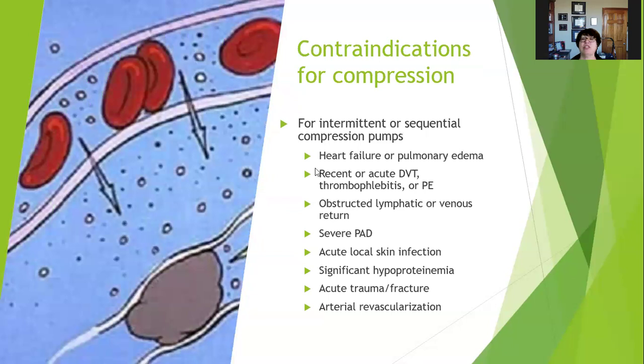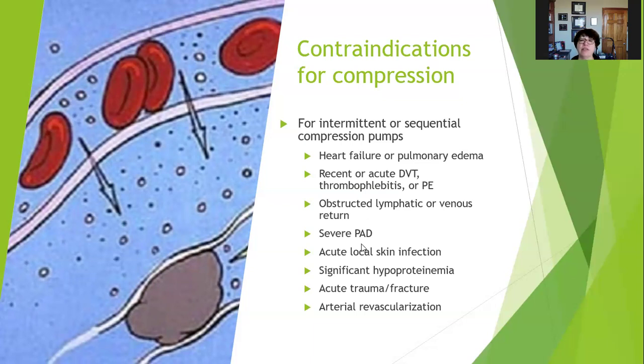So, contraindications for intermittent or sequential compression pumps, which you'll see in the hospital and in outpatient settings. You don't want to use them if people have heart failure or pulmonary edema. Because you don't want to return fluid to a failing heart, and you don't want to get more fluid in your edematous lungs. If you've had a recent or acute DVT or thrombophlebitis or pulmonary embolism, you don't want to use compression pumps. Obstructed lymphatic or venous return, because that doesn't work. You have to manage it in a different way.